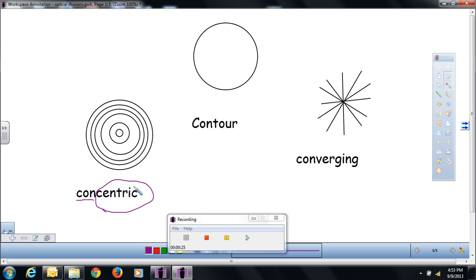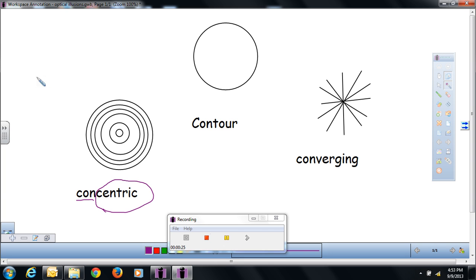Con is a word that means together, together in the center. Concentric shapes are like when you drop a pebble in the water and you see those round shapes come out from one another. Shapes that come together at one center are concentric.